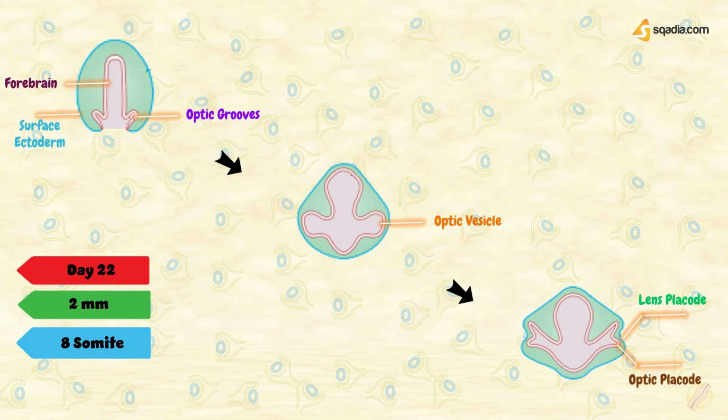Do you know which regulatory gene is involved in development of the eye? Well, paired box 6 is involved in development of the eye.